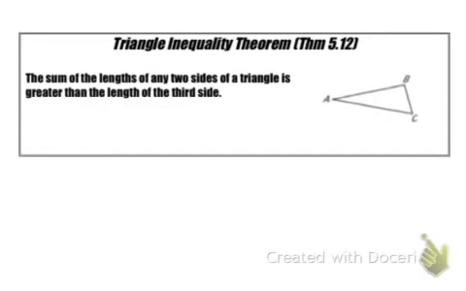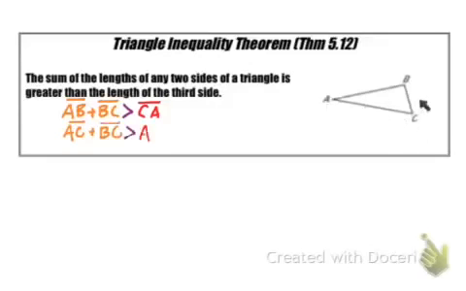Alright, the triangle inequality theorem: the sum of the lengths of any two sides of a triangle should be greater than the length of the third side. So if we take AB, which is right here, and add that to BC, that should be greater than the last side, AC or CA. The different combinations: AC, the longer side here, plus BC needs to be greater than the third remaining side. And finally, AB and AC will be bigger than the third remaining side, BC.